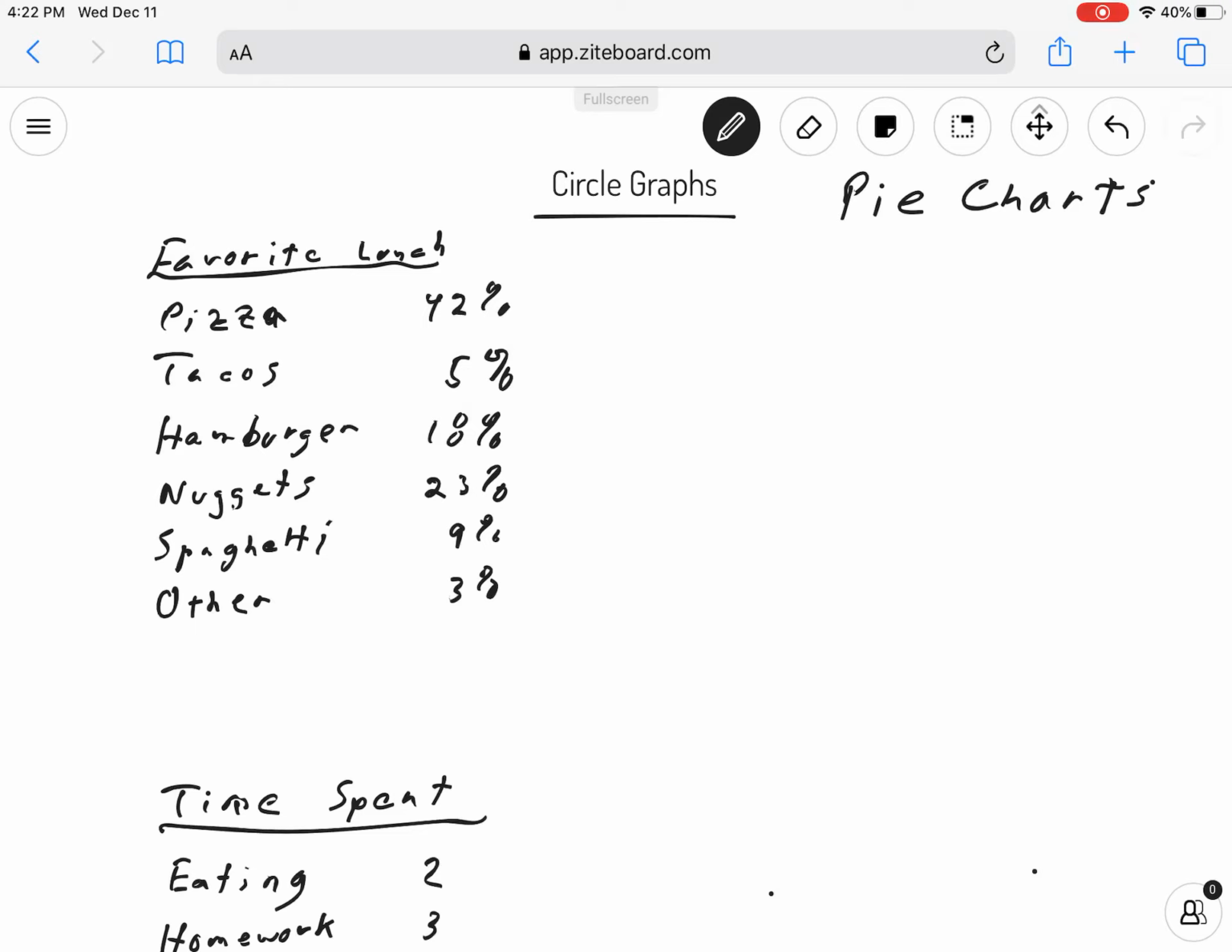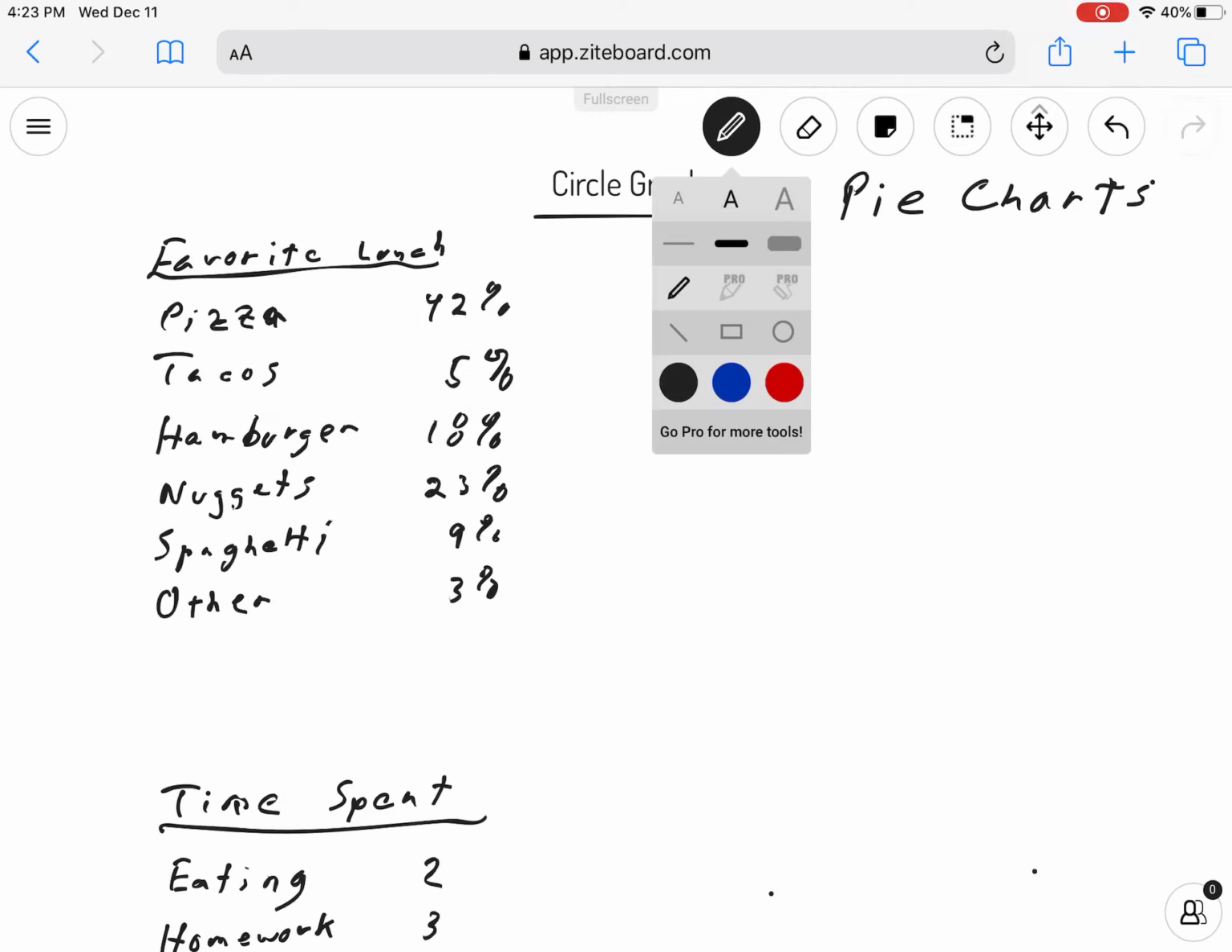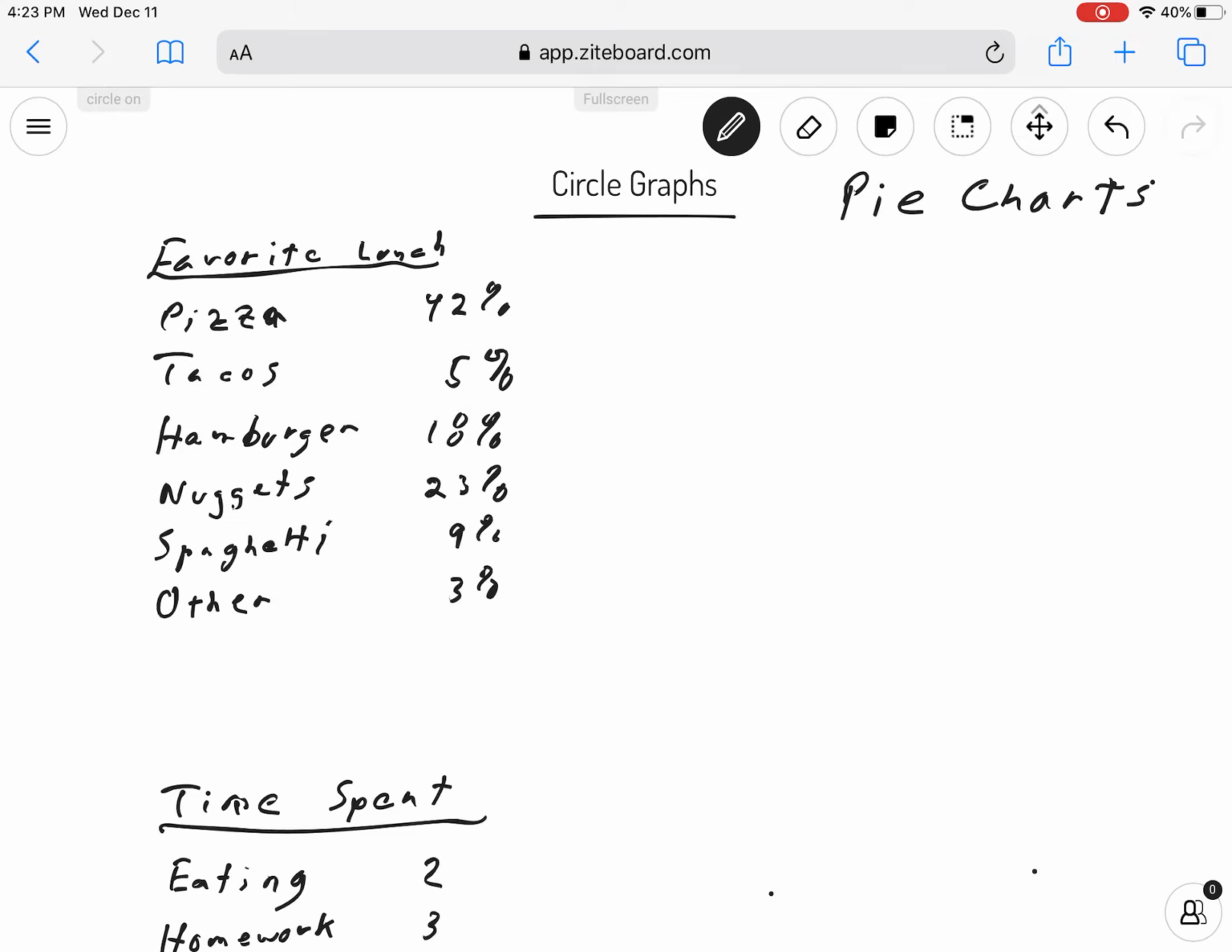Okay, so we have here, it says a favorite lunch, and pretending we did a survey here, and we came up with 42% of those surveyed like pizza, 5% tacos, 18% hamburger, 23% nuggets, 9% spaghetti, and 3% your infamous other. So we want to do a pie chart.